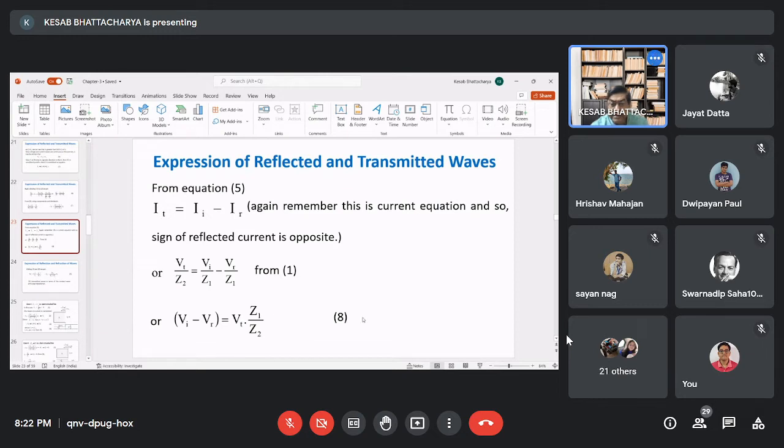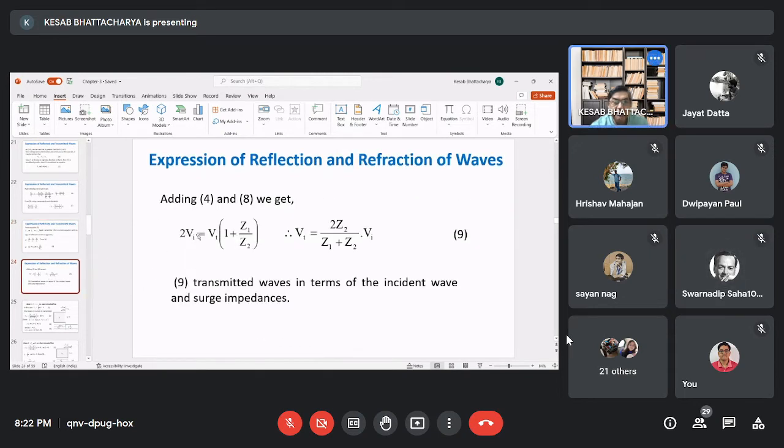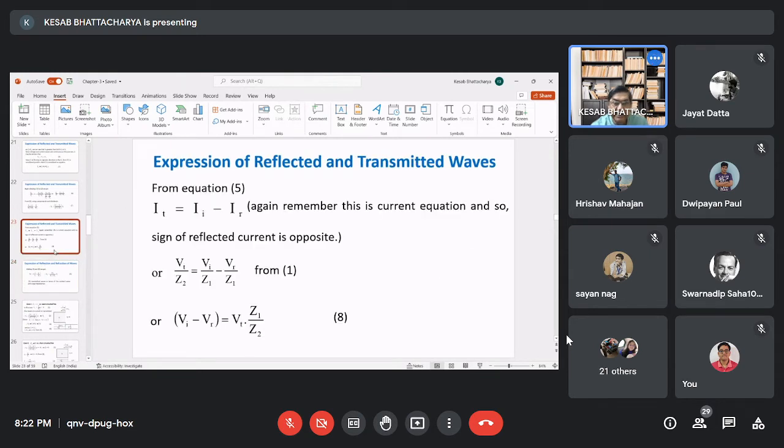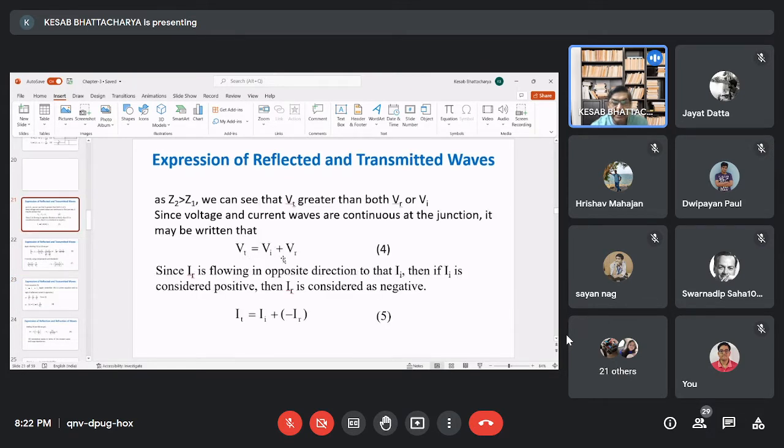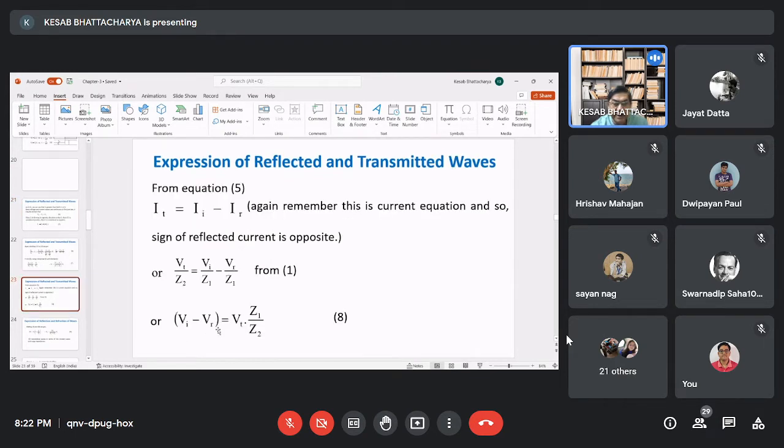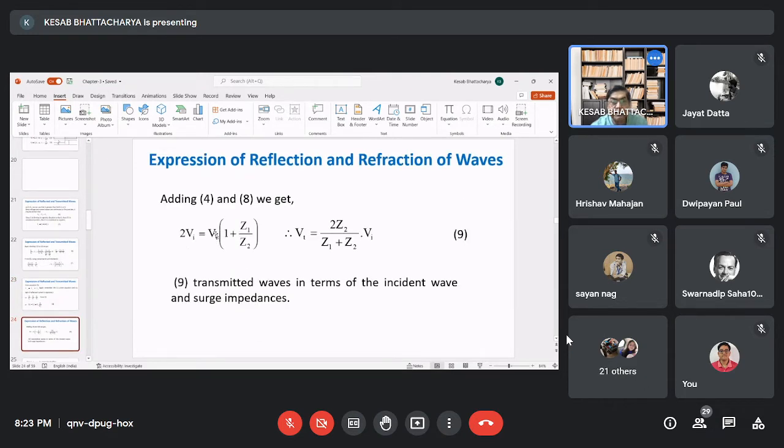Do you understand this? Equation 8. Do you understand? Yes, sir. Then from adding 4 and 8, this is 8, this one is 8, and 4 is this one. Vt is equal to Vi plus Vr, and 8 is this one. Vi minus Vr is equal to Vt by Z1 by Z2, Vt into Z1 by Z2. So if we add them together, 2 Vi gives you this.